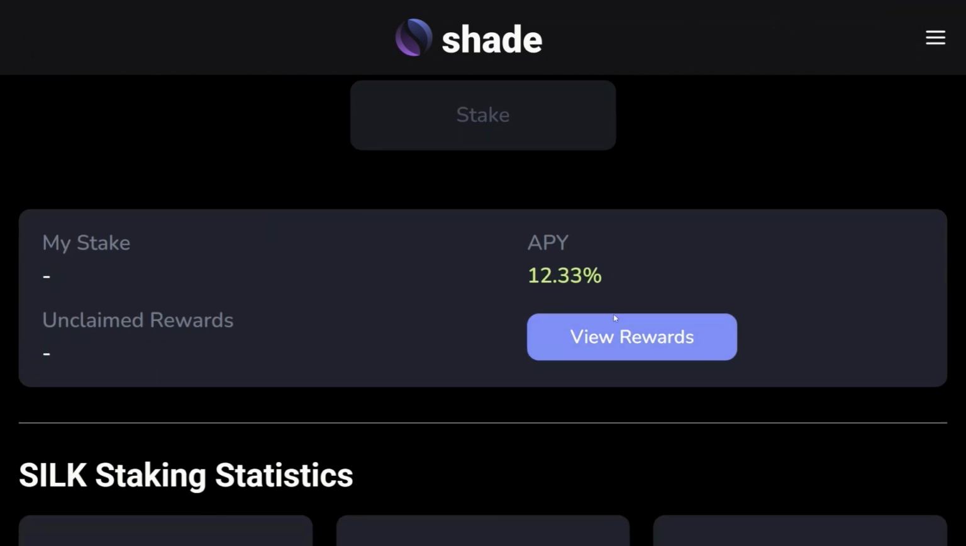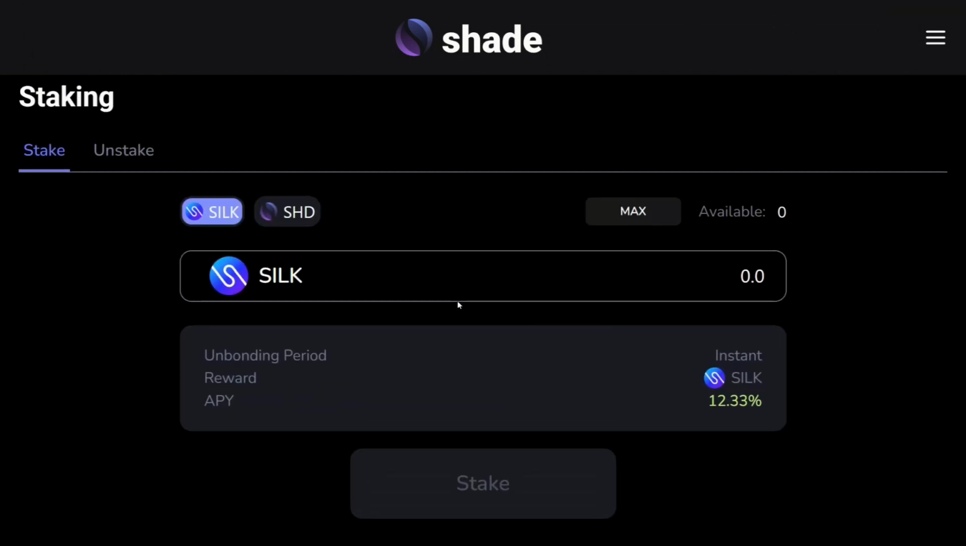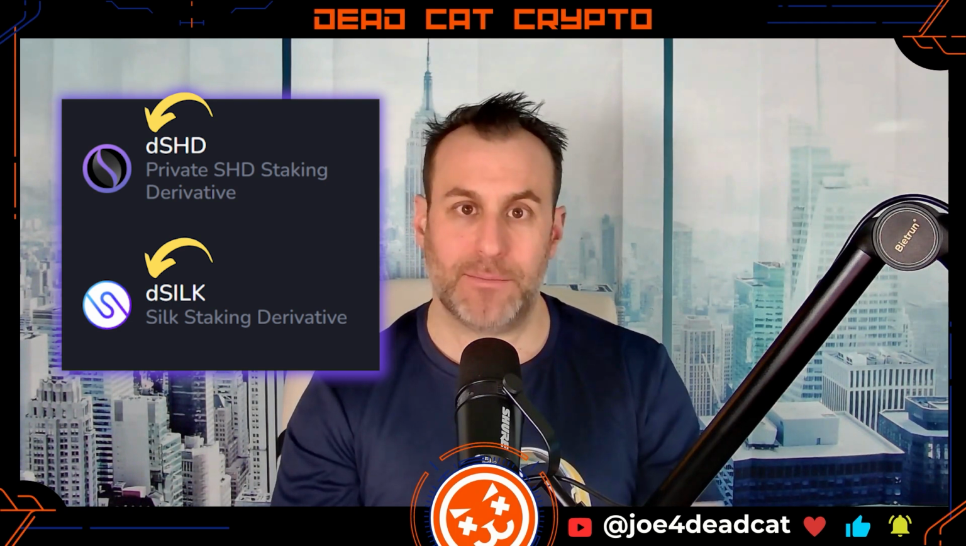There are two other liquid staking tokens issued by Shade. One is Shade itself. So you could stake Shade. It allows you to vote in the DAO, and they give you back a liquid staking derivative called D-Shade. Silk, same thing. You could stake Silk and you'll get back D-Silk. These earn a little bit of a yield, and then you could use them throughout the platform, just like I said, with the liquid staked secret.